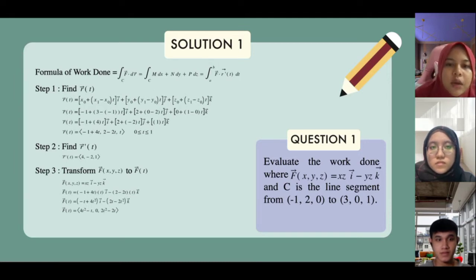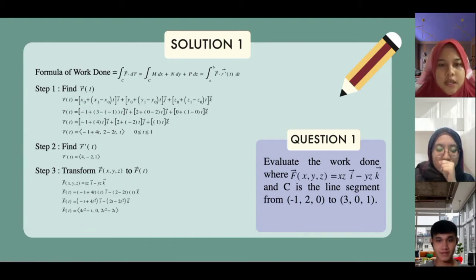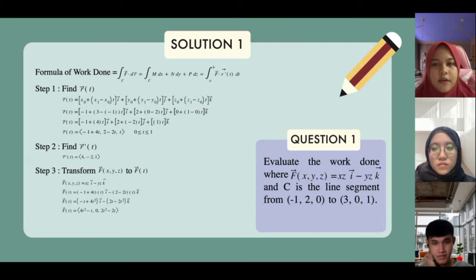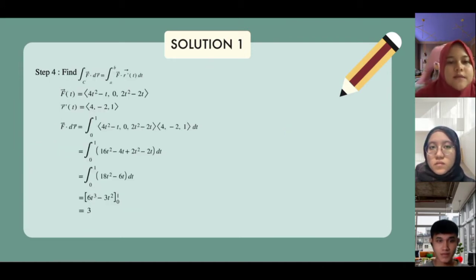So when the question asks to evaluate the work done, we always need to remember that this type of question contains 4 steps. First, we need to find the vector r(t). Second, we need to find the derivative of vector r(t). Step 3, we need to transform the vector F(x, y, z) to vector F(t). And the last one, step 4, is to find the work done by using the formula of work done.